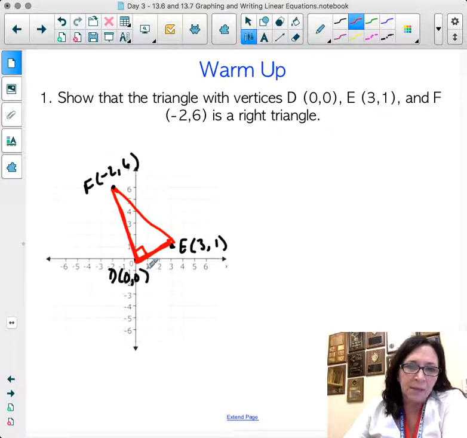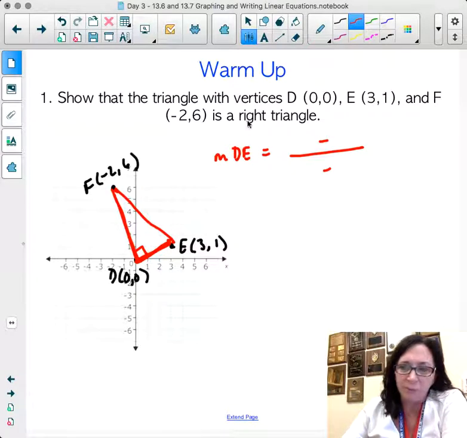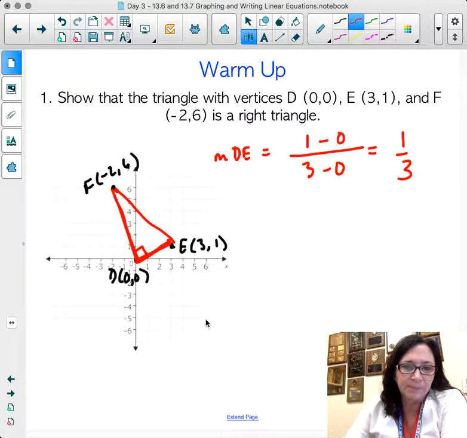So let's find the slope of DE. So the slope of DE, remember the formula for slope, and that's where you subtract your y's over x's. So we're going to say 1 minus 0 over 3 minus 0. And that slope is going to be positive 1/3.